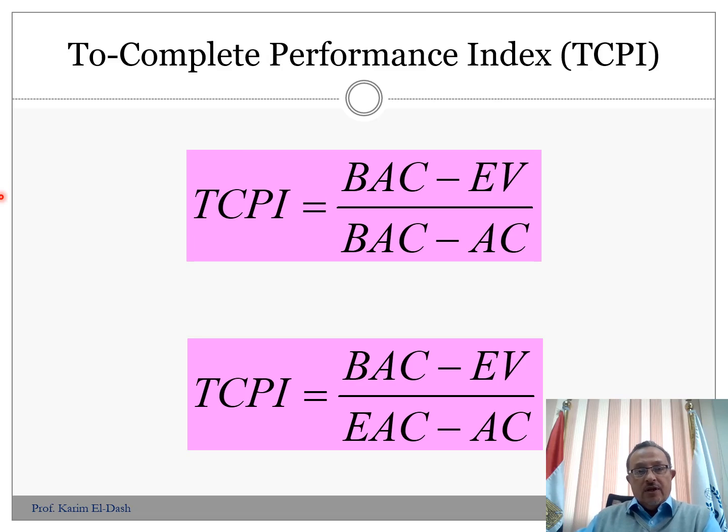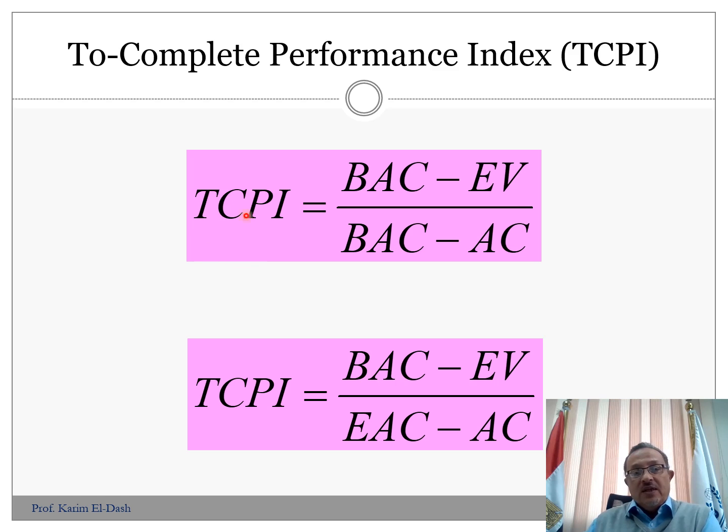Okay, this lecture is almost a continuation of the previous one. We have been talking about the measurement of the progress or performance of the project. We mentioned the earned value analysis and the variability in the earned value with respect to the actual cost and the schedule that we have in the project. Now we are going to talk about the to complete performance index.